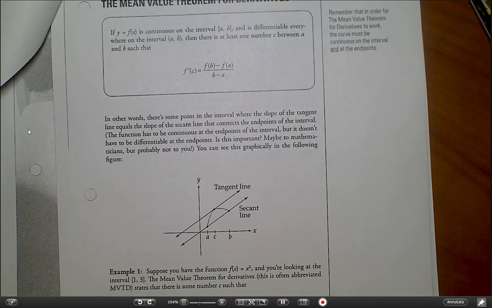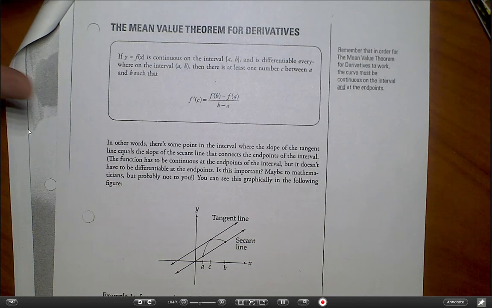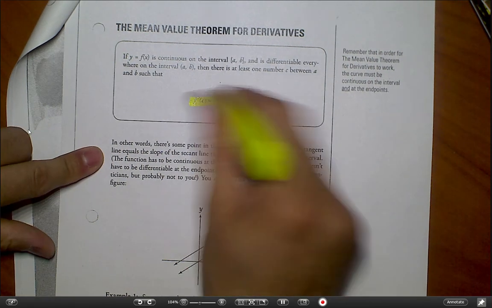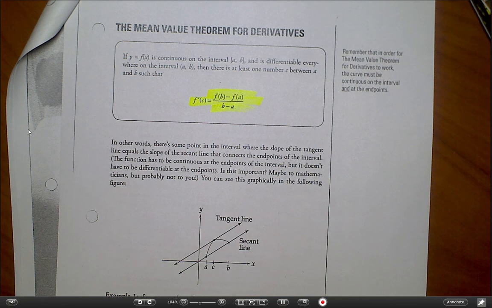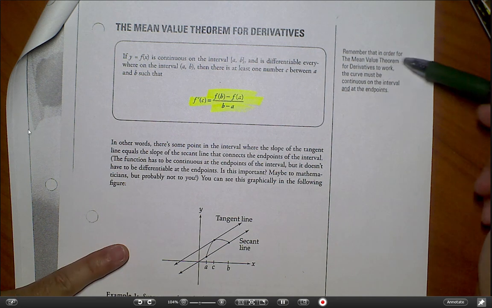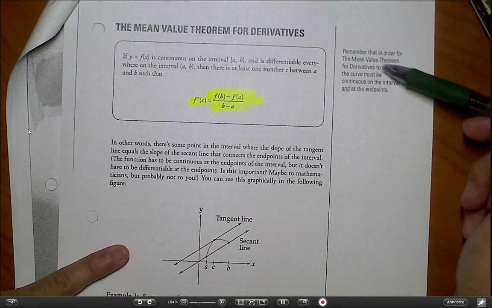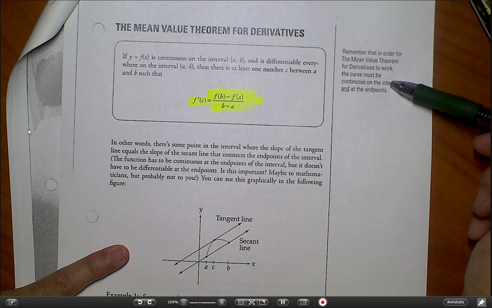Okay, so next thing, mean value theorem for derivatives. This is super important. Basically, the mean value theorem is the average value. Mean value theorem for derivatives, where the curve must be continuous on the interval.